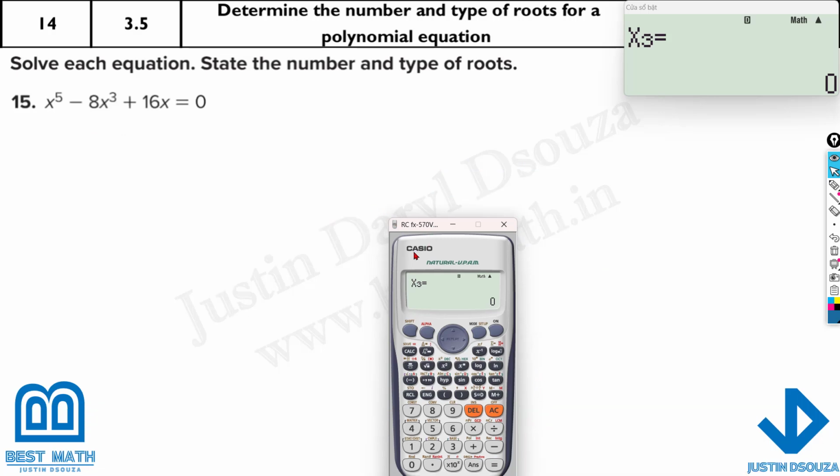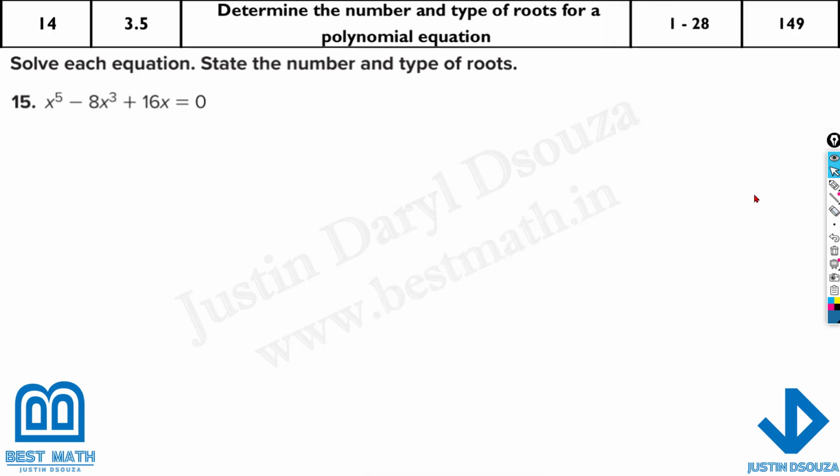This one, what you can do is remove x out. But now this is a little bit complicated. Let me show you why. Because over here, x power 5 is there. Now, if you remove out x, this is going to be x power 4 minus 8x squared plus 16 equals 0. Now what? Now assume u to be x squared. So one root is done here. x is equal to 0. That is done. We have 4 more.